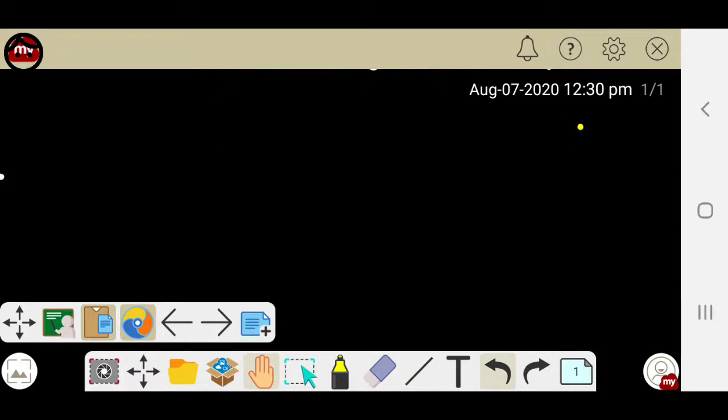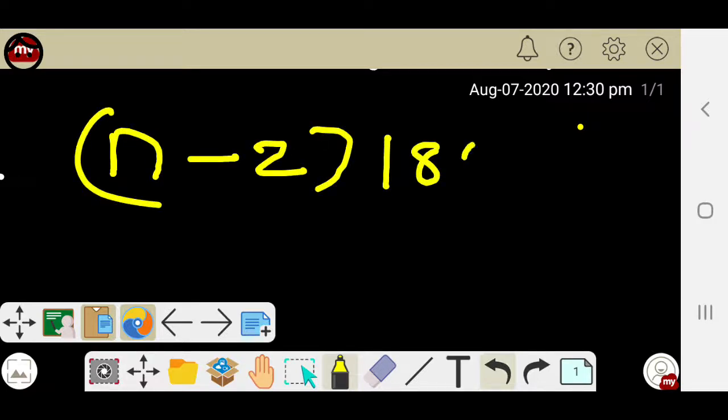Then we can consider it as a general formula: if a polygon has n sides, then the total sum of interior angles equals n minus 2 into 180. That one you have to learn by heart, dear children. The total sum of interior angles of a convex polygon of n sides equals n minus 2 into 180.